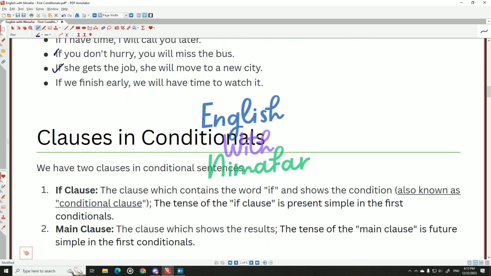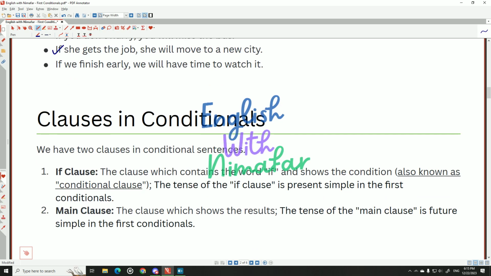But there are two clauses in conditionals. We have the if clause and the main clause. The clause which contains the word if and shows the condition, we can also call it the conditional clause. The tense of it is present simple, or in better words, we can say present tense, because we can use, for example, present perfect in our first clause, in our first conditional, the if clause. I will show you some examples. We call it the if clause because we have the word if, and we can call it the conditional clause because it contains a condition.